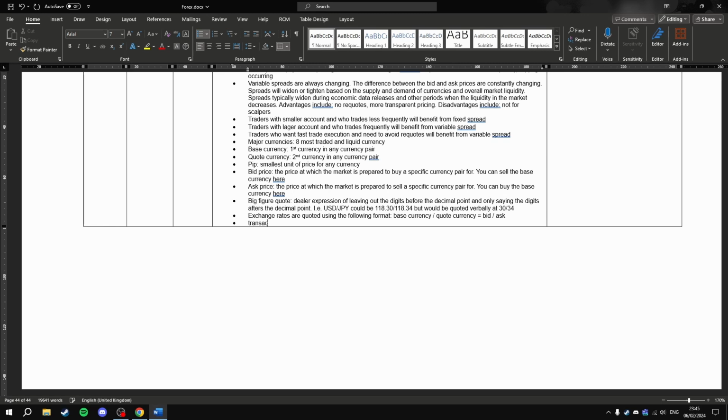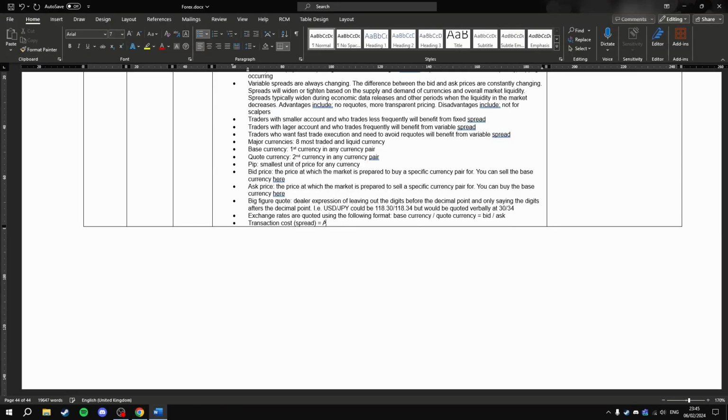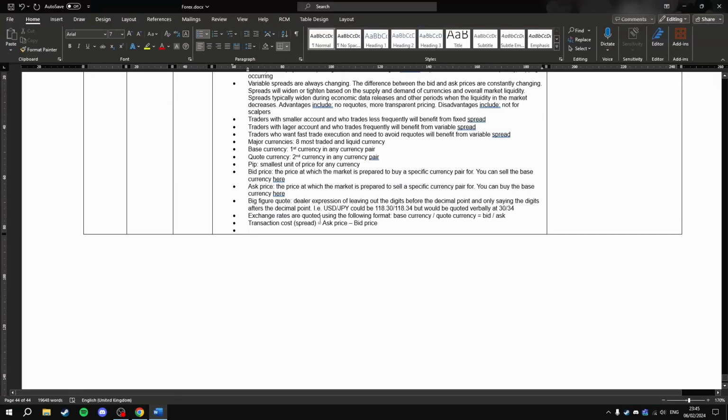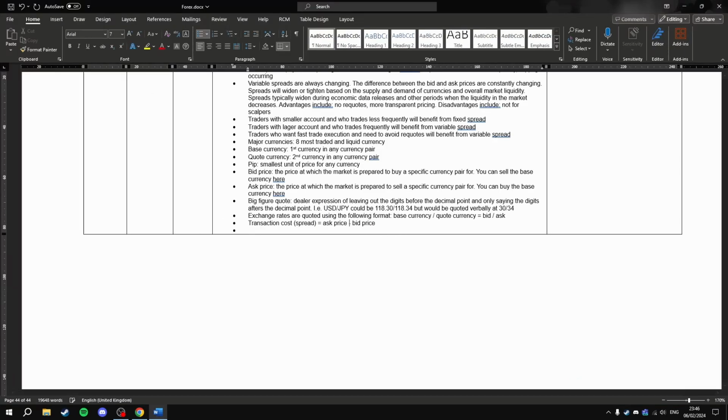So transaction cost, or spread, equals ask price minus the bid price.